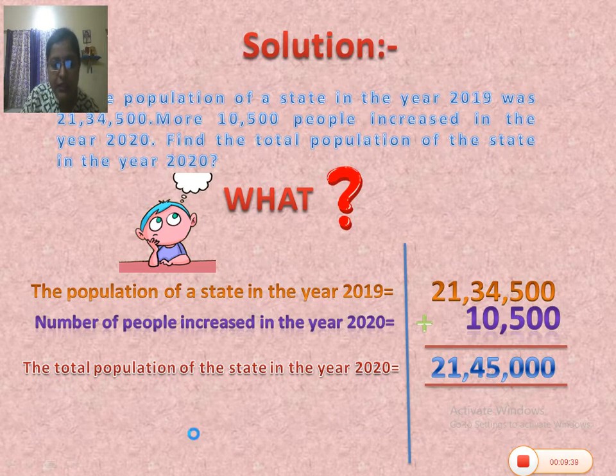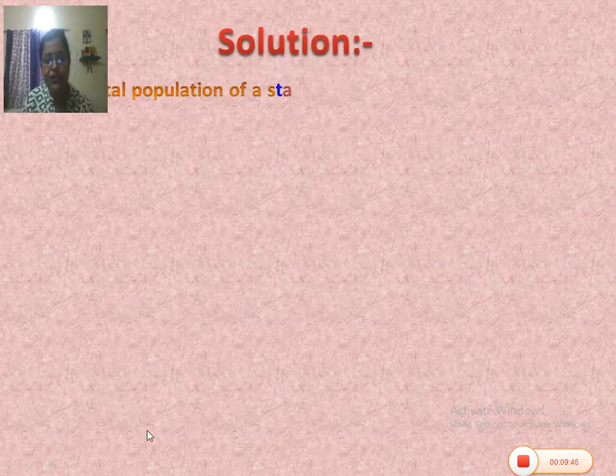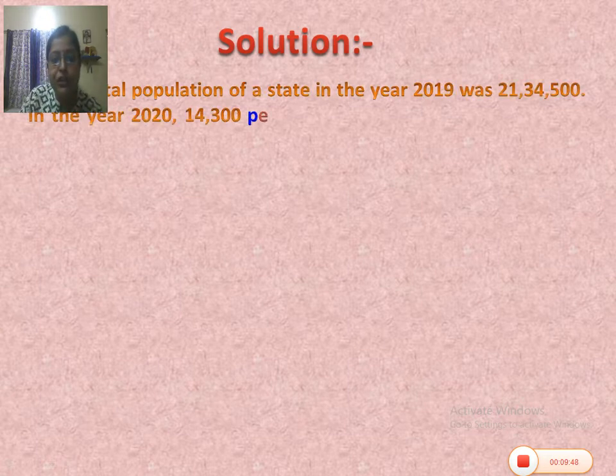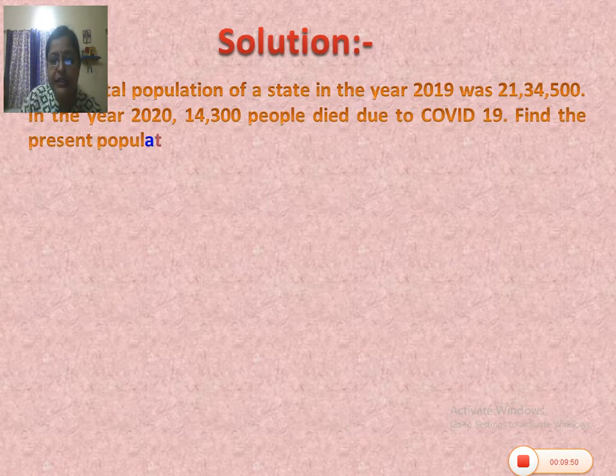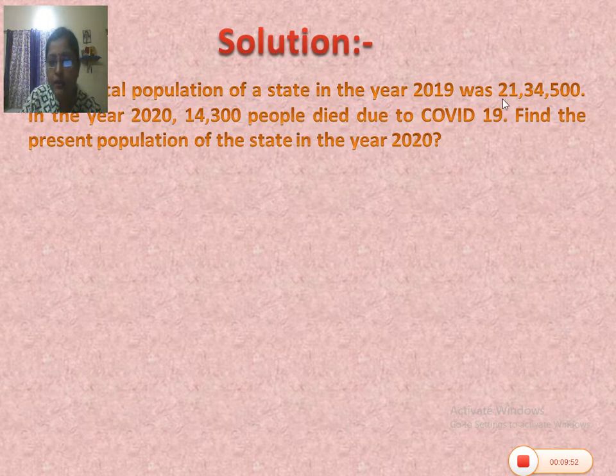Alright, now let's move on to the next question. Here we have the question, the total population of a state in the year 2019 was 21,34,500. In the year 2020, 14,300 people died due to COVID-19. Now we have to find the present population of the state in the year 2020.